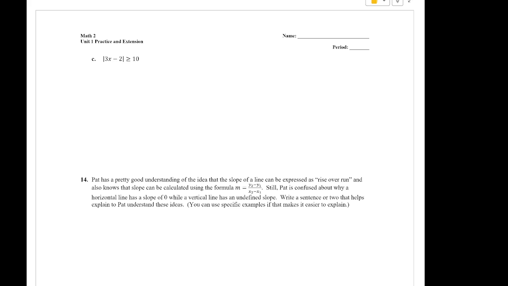Okay, this is number 13C. It's an absolute value inequality. And so I'm going to just do sign analysis for this one. So first we solve the related equation. And in this case, it's absolute value of 3x minus 2 equals 10. And this is to get boundary points.